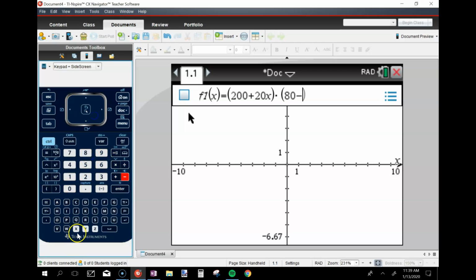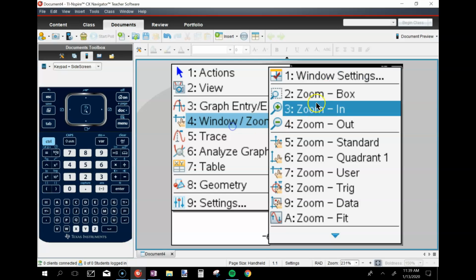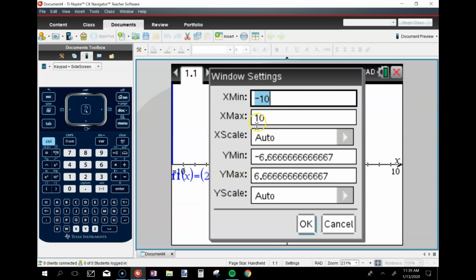80 minus X or U. And what makes sense here, guys, for X's? What does X represent? Number of units that are unrented. So what makes sense? 0 to 80.